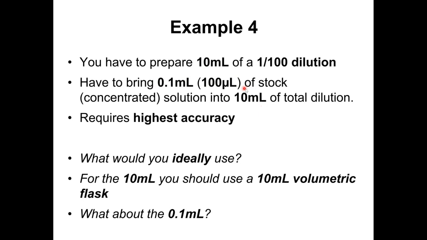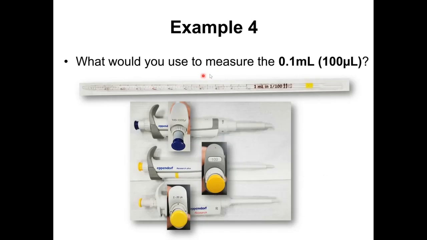So now, just to go faster, let's assume that to measure the 10 milliliter, indeed you have a 10 milliliter volumetric flask. We already practiced that in previous examples. You got it in this case. You got the ideal tool there, the 10 milliliter volumetric flask. How about the 0.1 milliliters? What would you use? Imagine this is your availability here.